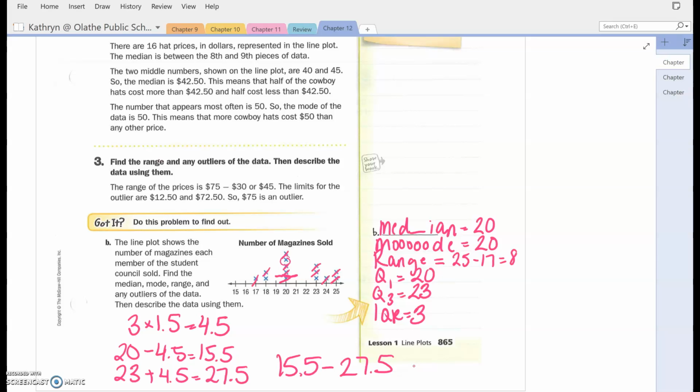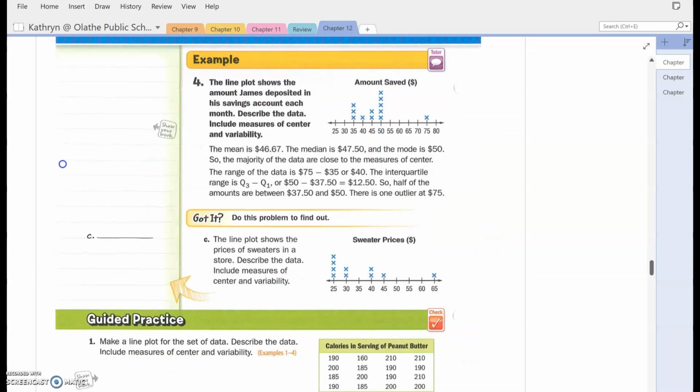Okay, so I'm going to fix my book really quick while you just hang on a second. I don't know what I did here, but I really messed that up. Okay, all right, so moving on, we're going to take a look at the next page.